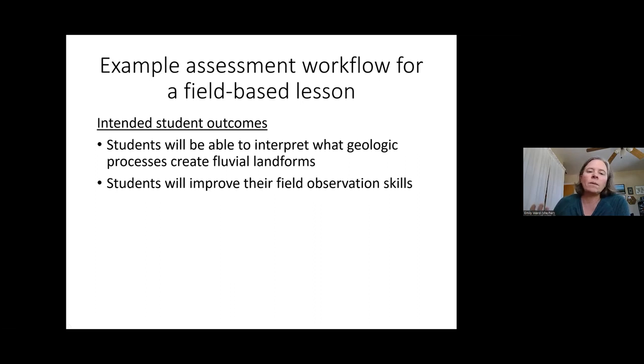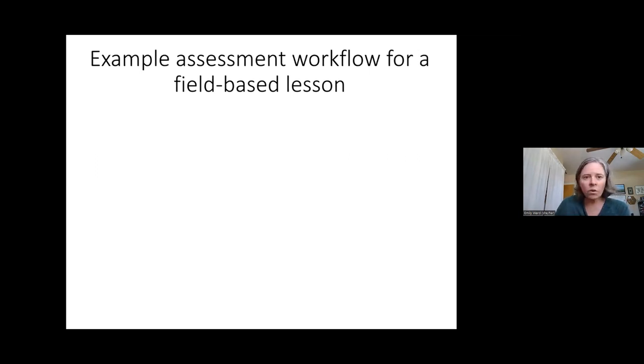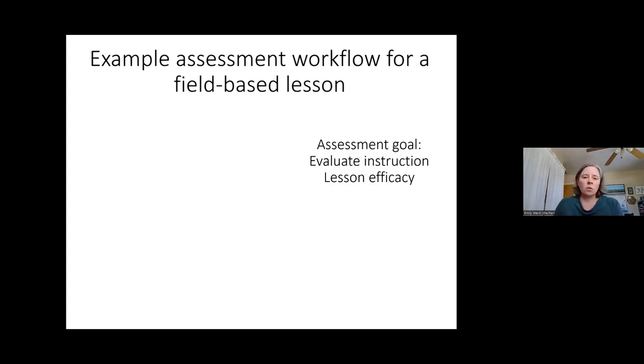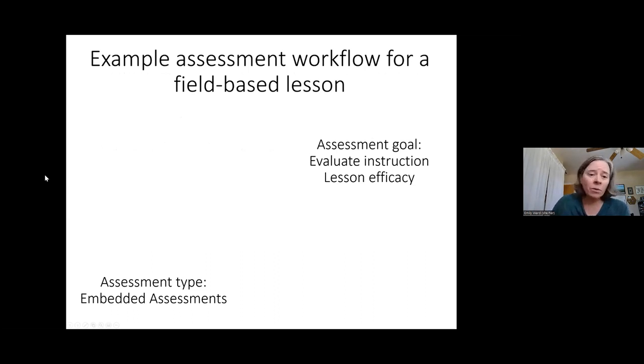So those are just maybe two outcomes that I want to come away with from a field lesson that we do in the afternoon. So how would I approach that? If my assessment goal is really just to evaluate my own instruction, to see if the lesson was effective, I might approach it in some way like this. I would use what are called embedded assessments. These are assessments that we're all very familiar with as faculty, that we embed within the lesson itself.